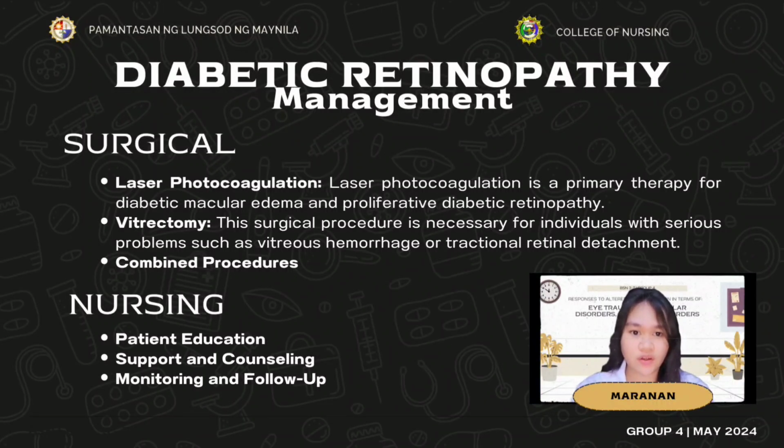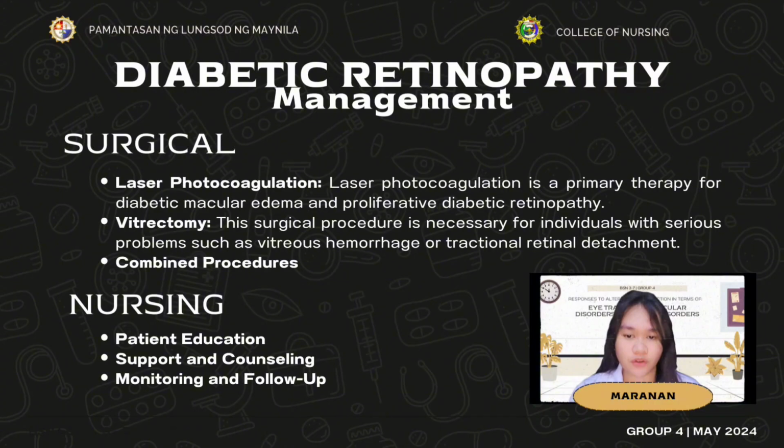For the surgical management, we have laser coagulation. This is a cornerstone treatment for both diabetic macular edema and proliferative diabetic retinopathy. It effectively stabilizes vision and prevents further vision loss. We also have vitrectomy. This is a surgical intervention and is essential for patients with severe complications like vitreous hemorrhage or tractional retinal detachment. It can significantly improve vision and prevent further retinal damage. In some cases, we have a combined procedure. The patient may require a combination of both laser therapy and vitrectomy to achieve optimal outcomes.